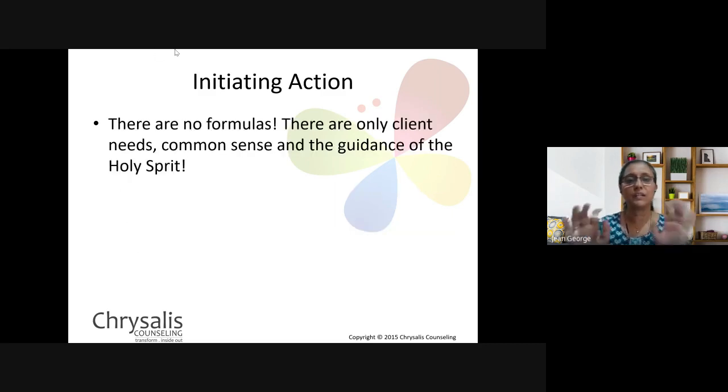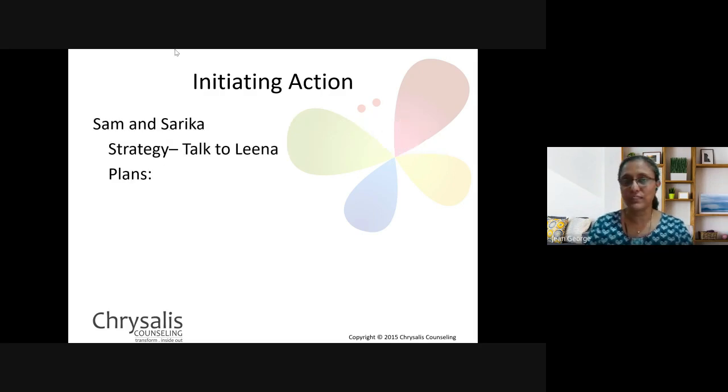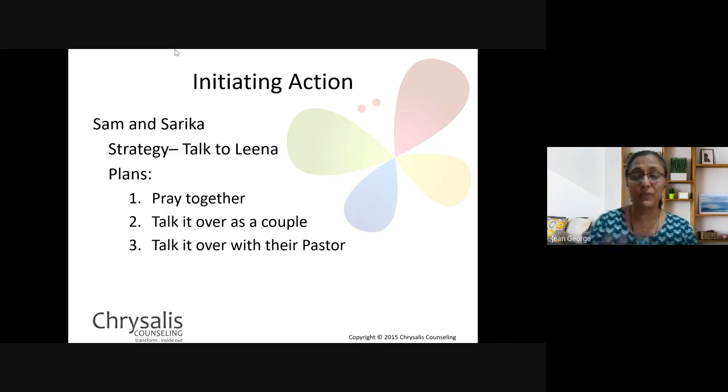Now, even as you're working through all of this, remember that there aren't any formulas. Sometimes you just have to let the Holy Spirit work with their needs, their sense, and the way that they need to go through that. When you are working with them, you may be able to outline huge, detailed plans in your discussion. But even if certain things don't go as planned, remember there is the power of the Holy Spirit that works in them. And I've seen that happen so often, even when I've worked with people.